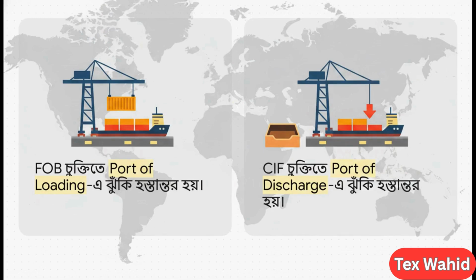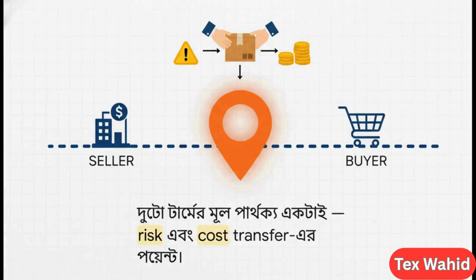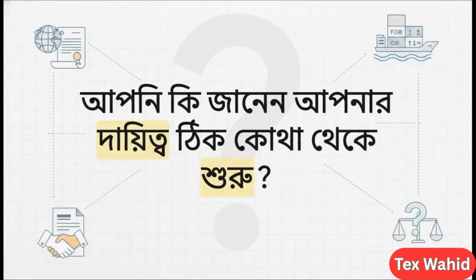In both contracts, who pays for what cost is clearly decided and fixed well in advance. At the end of the day, these terms serve one major purpose: defining the exact point where risks and cost transfer to the buyer. Which brings us to the final question: before signing, does everyone truly understand their actual responsibilities?